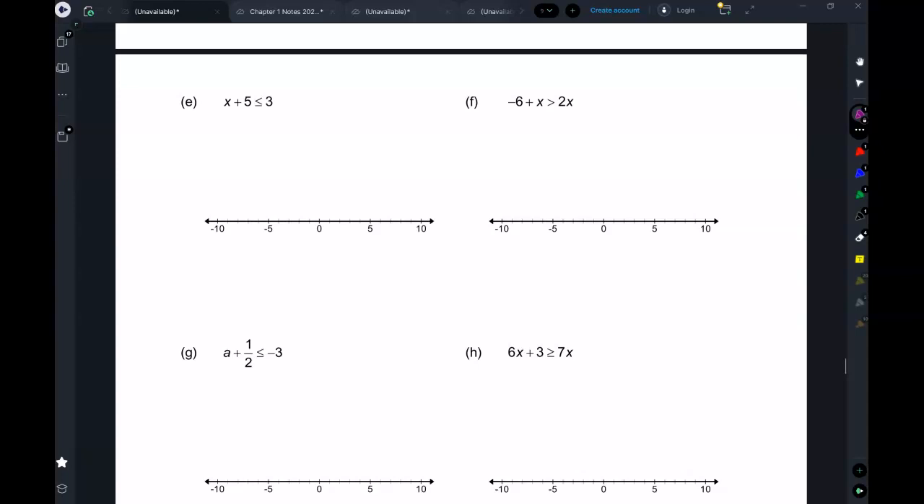What do you think? X is less than or equal to what? Negative 2? Yeah. Awesome. All right, negative 1, negative 2 here. So I go this way.